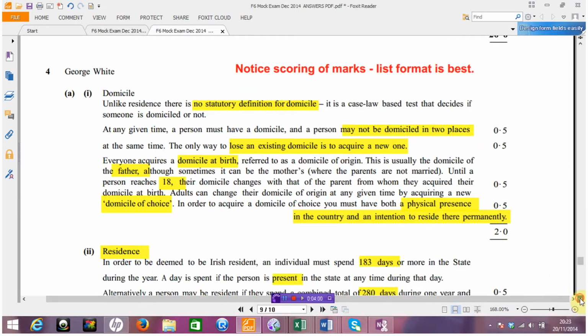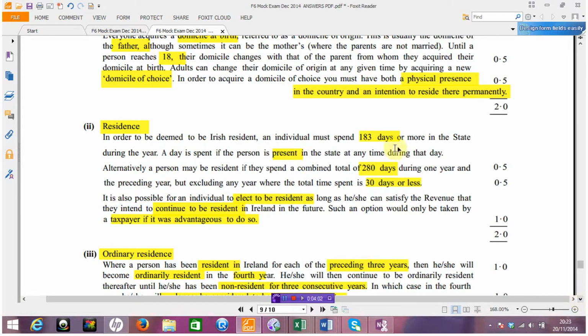Okay. In terms of residency, fairly straightforward, really 2 rules. The most straightforward one is the 183-day rule, and that simply states that if you're in the state for 183 days or more, then you're resident for tax purposes. Also a nice point to bear in mind there is that if you're present at any time during the day, then that day counts as part of those 183 days.